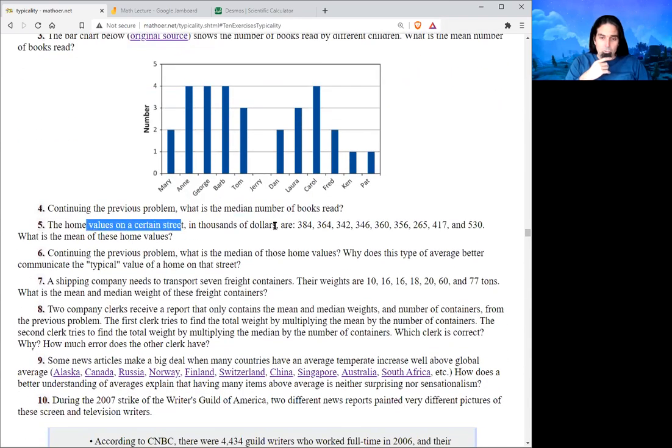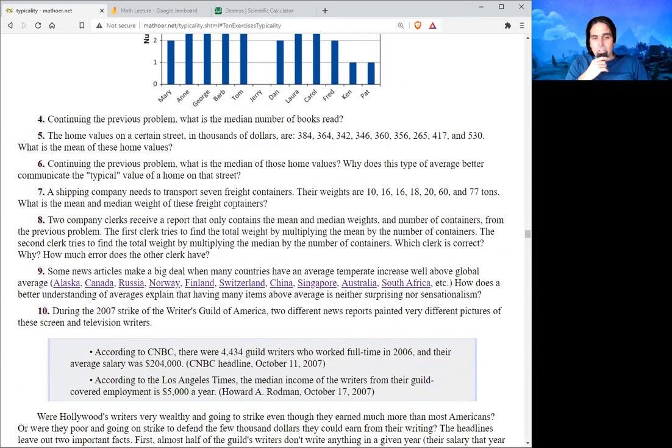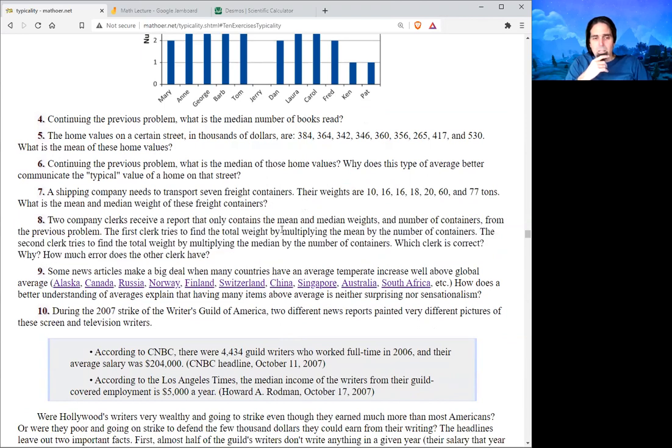Home values on a street are this many in thousands. So 384,000, 364,000, and so on. What's the mean of those? And then what's the median? And for this particular street, which seems the most representative number? Freight containers, there's 7 containers, they weigh this many tons. What's the mean and median? And then a problem about which one represents things better.